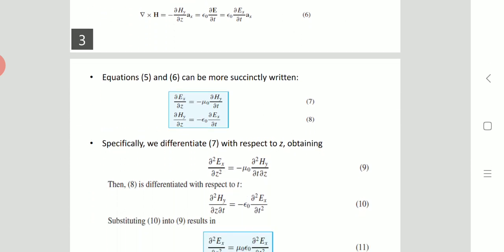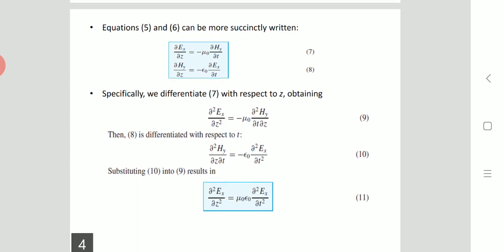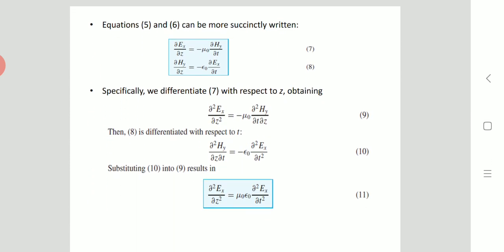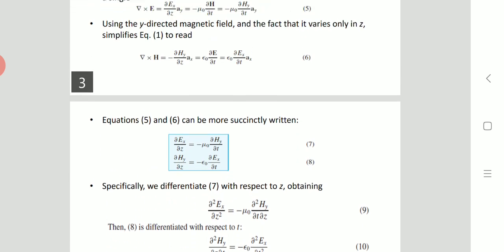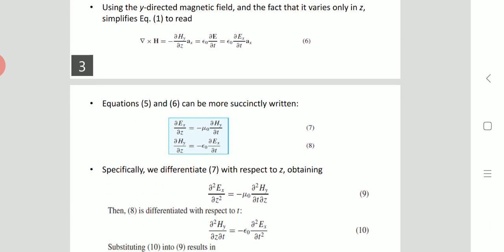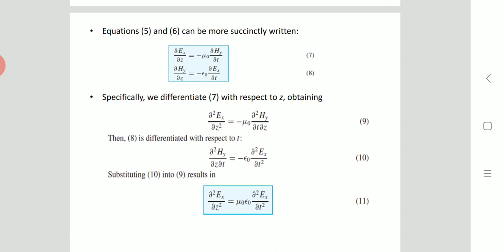Next, equations 5 and 6 can be more succinctly written. That is, dou Ex by dou z equals mu naught dou Hy by dou t, which is equation number 7, and dou Hy by dou z equals minus epsilon naught dou Ex divided by dou t. So this is what you can write after simplifying the equations.